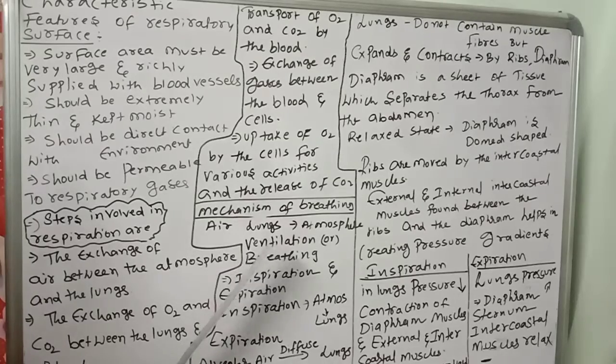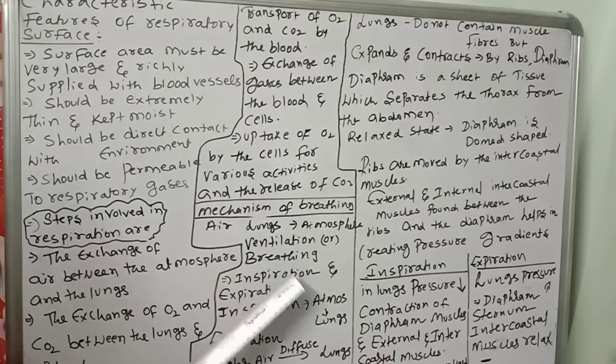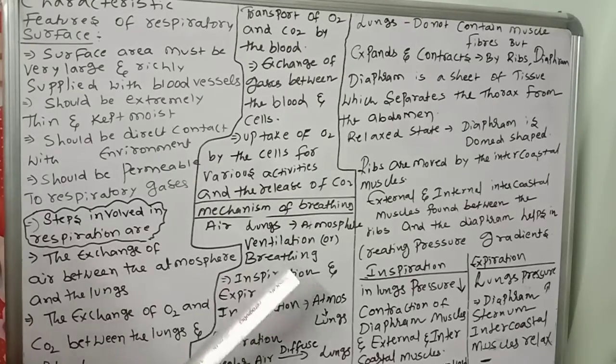First, what is breathing or ventilation? That is important. The air has to move from the atmosphere to the lungs and from the lungs to the atmosphere. That process, taking in oxygen and releasing carbon dioxide, is called breathing or ventilation. Don't get confused: ventilation and breathing are both the same.